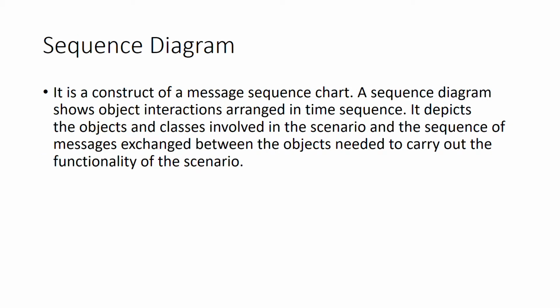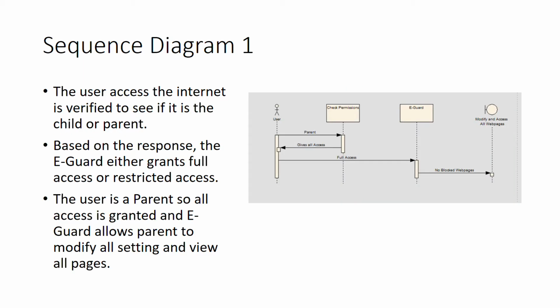Sequence diagram is a construct message sequence chart. The sequence diagram shows object interactions arranged in time sequence, and it depicts the objects and classes involved in the scenario and sequence of messages exchanged between the objects needed to carry out the functionality of the scenario. The user accesses the internet.